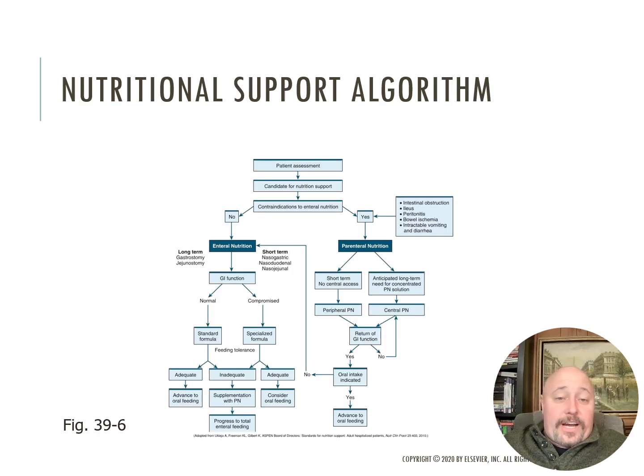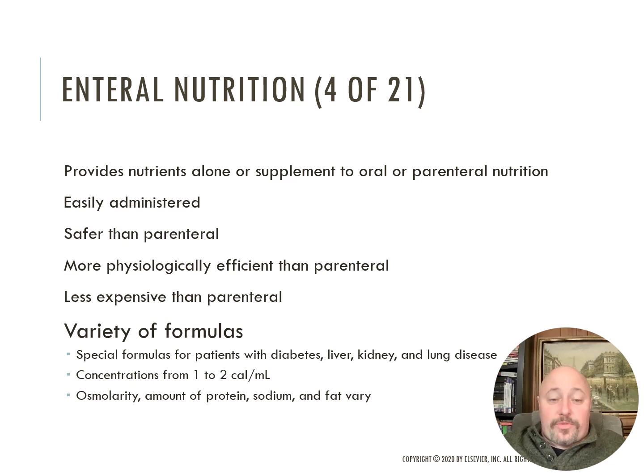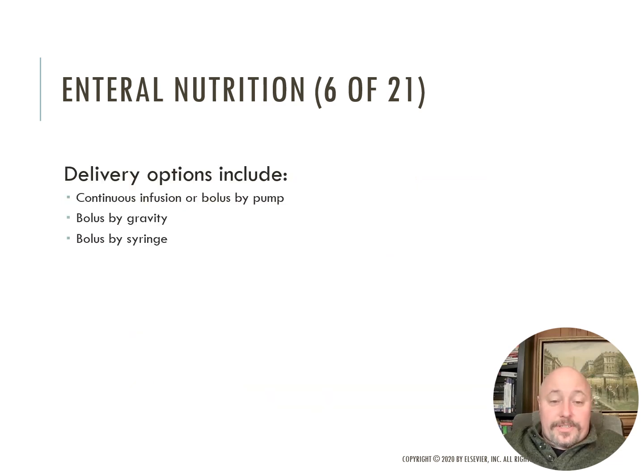Shown in Figure 39-6 from the textbook is the nutritional support algorithm that provides the standards for nutritional support of an adult hospitalized patient. Enteral nutrition provides nutrients alone or supplements to oral or parenteral nutrition. It's easily administered, safer than parenteral nutrition, and more physiologically effective than parenteral. It's also less expensive. There are a variety of formulas, including special formulas for patients with diabetes, liver issues, kidney, and lung disease. The delivery options include continuous infusion by bolus or by pump, bolus by gravity, or by syringe.